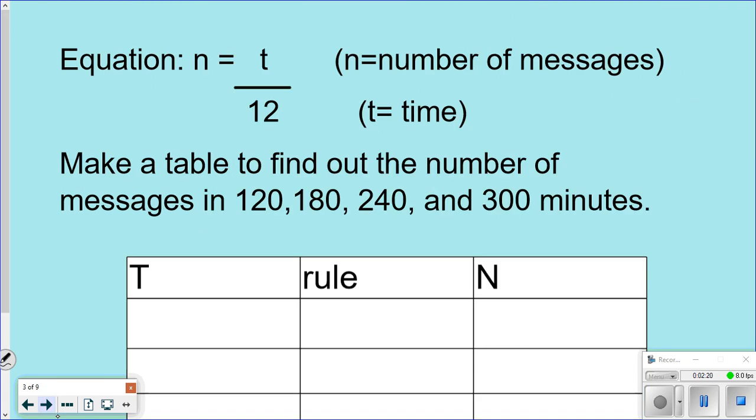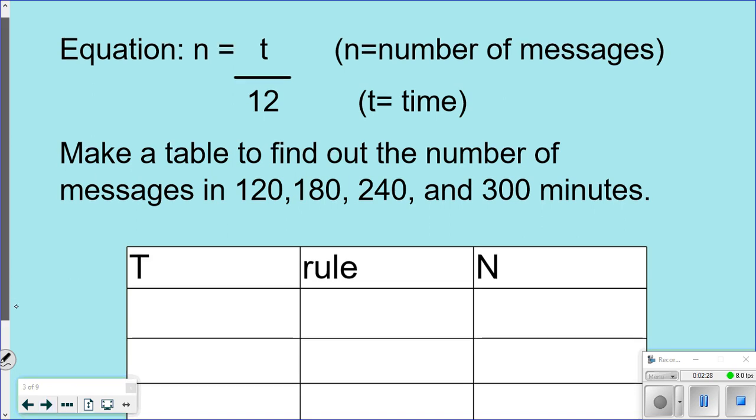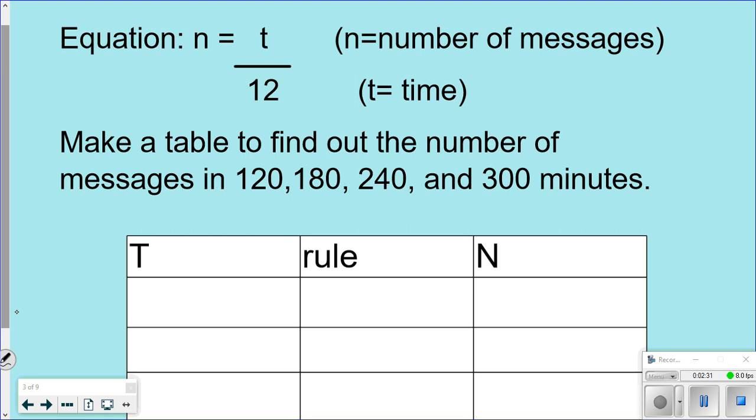So how are we going to do this today? They're going to give you an equation, and you have to create a table and complete the table to figure out what's going on in the problem. This says the equation is n equals t divided by 12. By the side, it tells you what n and t are equal to. n is the number of messages, t is the time. So basically the time divided by 12 is going to give you the number of messages. That's what the equation says.